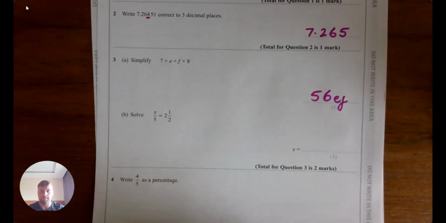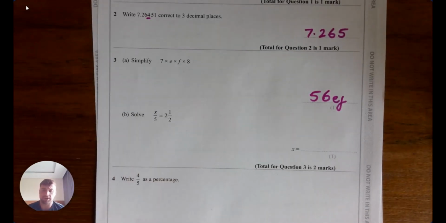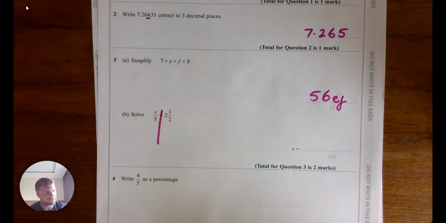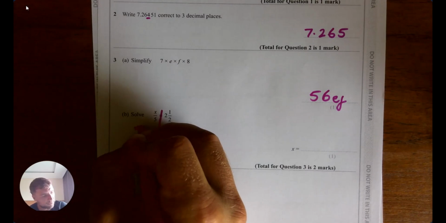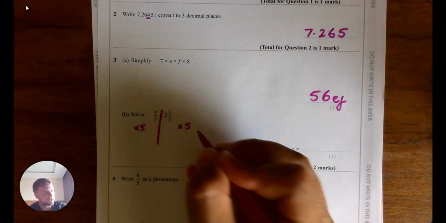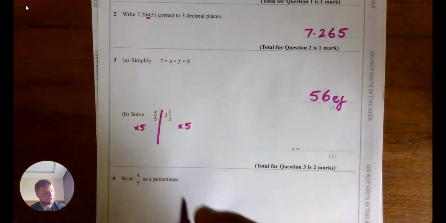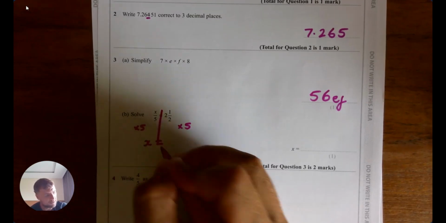Okay, now we've got solving an equation. So x over 5 equals 2.5. Now x over 5 means x divided by 5. When we are solving equations, we're trying to get x by itself. The opposite of dividing by 5 is multiplying by 5. So we have to multiply both sides by 5. That gives you x equals.